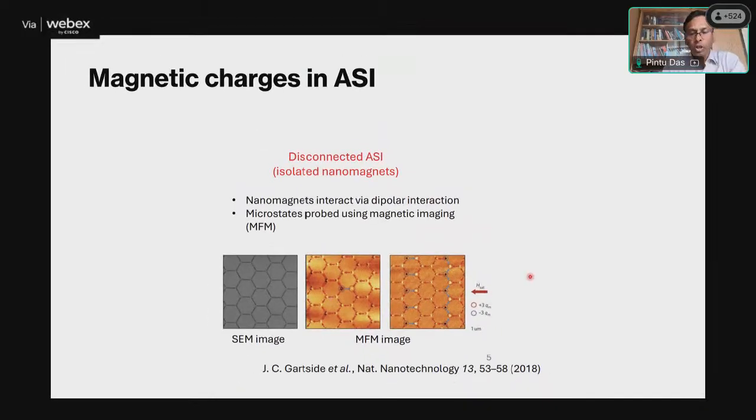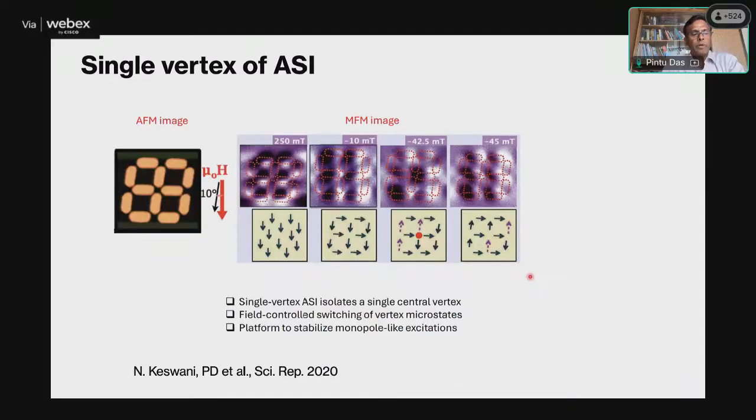All right, so this was actually another example of frustration leading to some kind of classical spin liquid. In our group, we have been working on this. This is just one old study where we fabricated those single vertices, and we looked at the spins and their orientation in different magnetic fields.